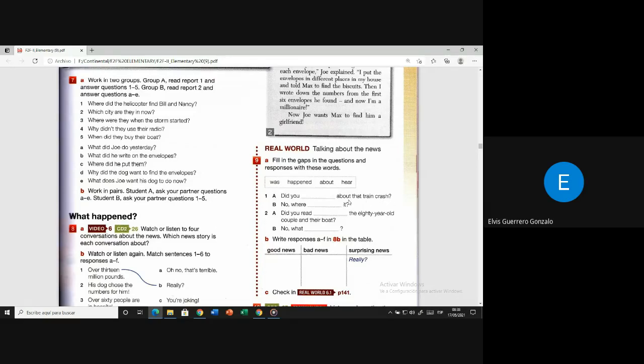¿Oíste sobre el choque del tren? No. Where was it? Where was it? ¿Dónde fue? Yes, no? Did you hear about the train crash? No. Where was it? In number 2, did you read about the 80-year-old couple in the boat?